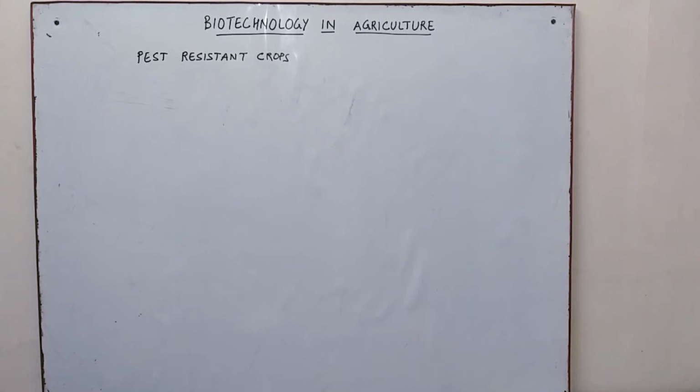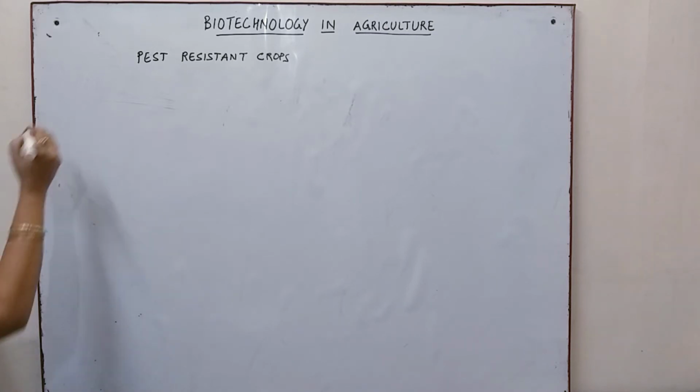In this video, we'll be talking about the use of biotechnology in agriculture, and especially how it has come as a great help in developing pest resistant crops. Here we are going to use the technology in manipulating the DNA.